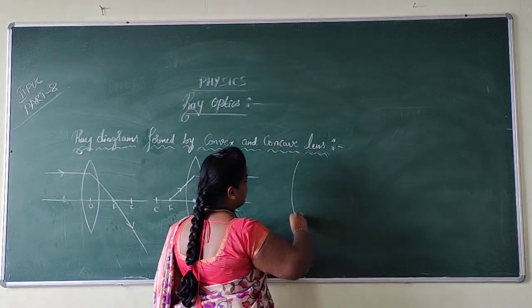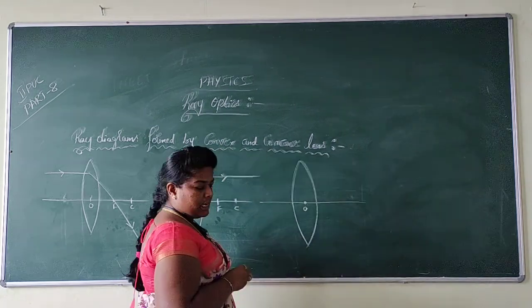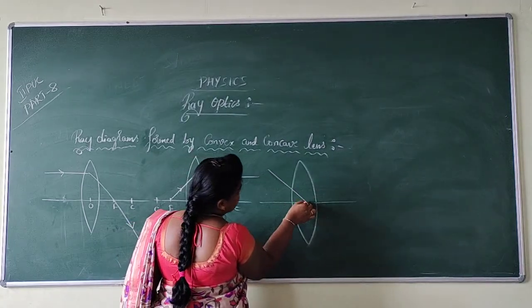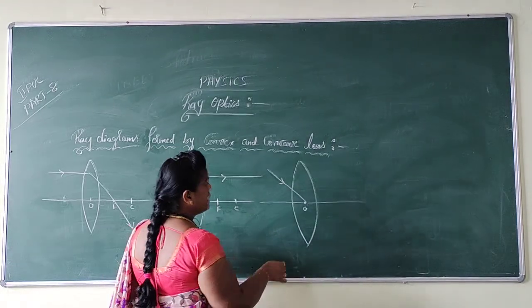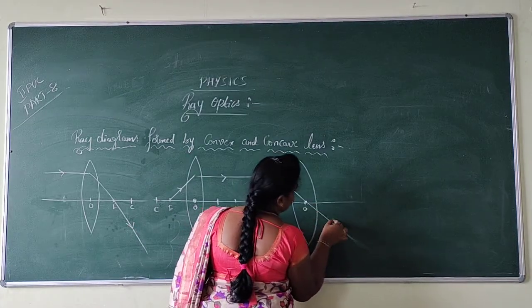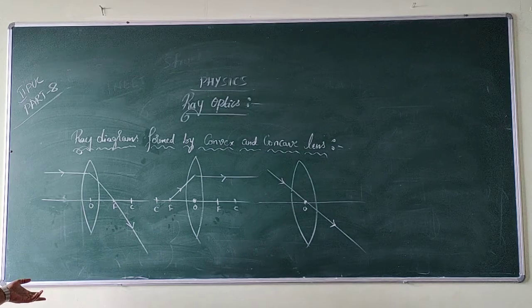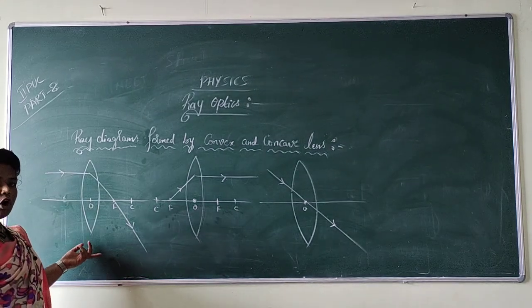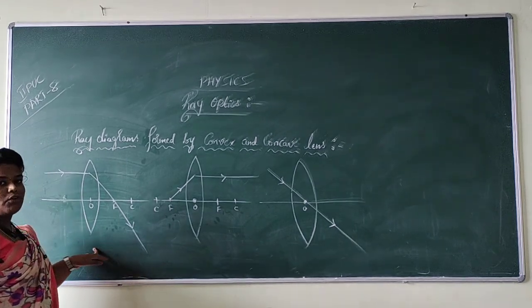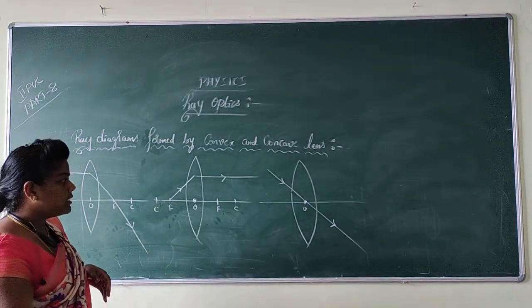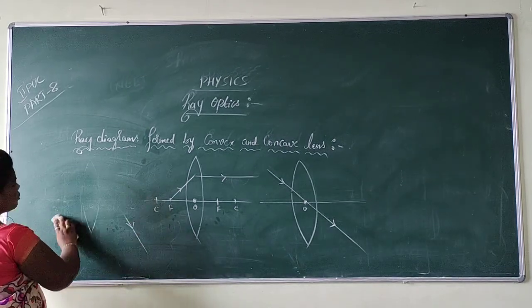I am using another ray. This is an optic center. If I incident a ray of light towards the optic center, at this point it doesn't undergo any refraction and it passes out without any refraction. So these three are the rays that I am using for explaining the image formation by the optical instruments. Keep in your mind, I am using these three different rays for explaining image formation. This is for the convex lens; we can write the same thing using the concave lens.